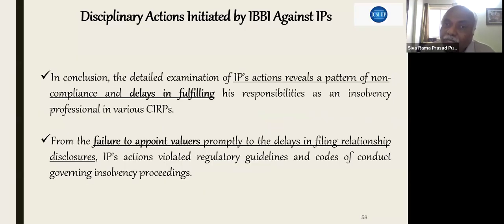In conclusion, the detailed examination of the IP's actions reveals a pattern of non-compliance and delays in filing, failing his responsibility as an insolvency professional in various ways, from the failure to appoint valuers promptly to delays in filing the relationship disclosures. The IP's actions violated the regulatory guidelines and the code of conduct governing the insolvency proceedings. So this type of situation should not arise.